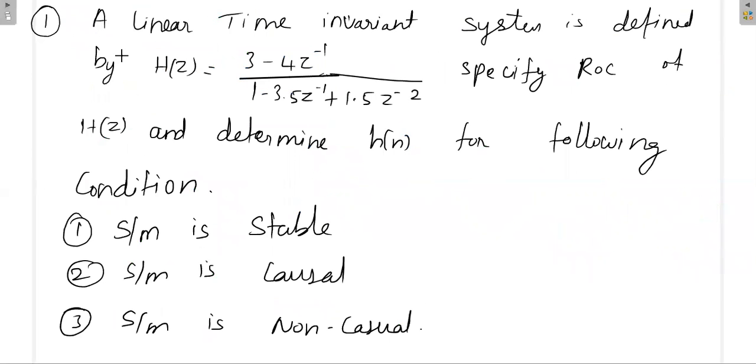A linear time system is defined by H of z, and we also have to specify the ROC, and determine h of n, because for this condition we have to specify the ROC. We know that depending on the ROC, the result will vary. They are giving the stability nature. Then what should be the ROC? What is h of n? For causality, what should be the ROC, and then what is h of n? For non-causal, what is the ROC and h of n? We have to decide now.